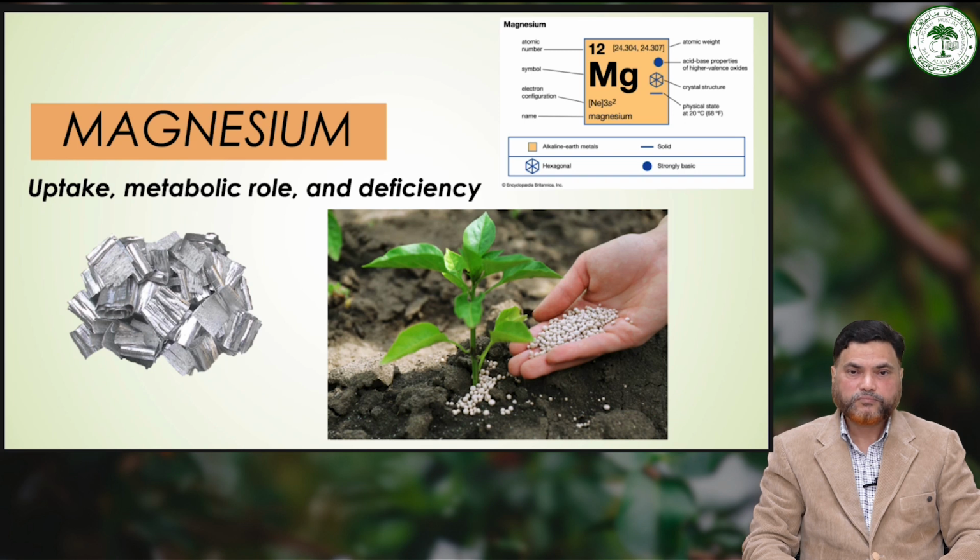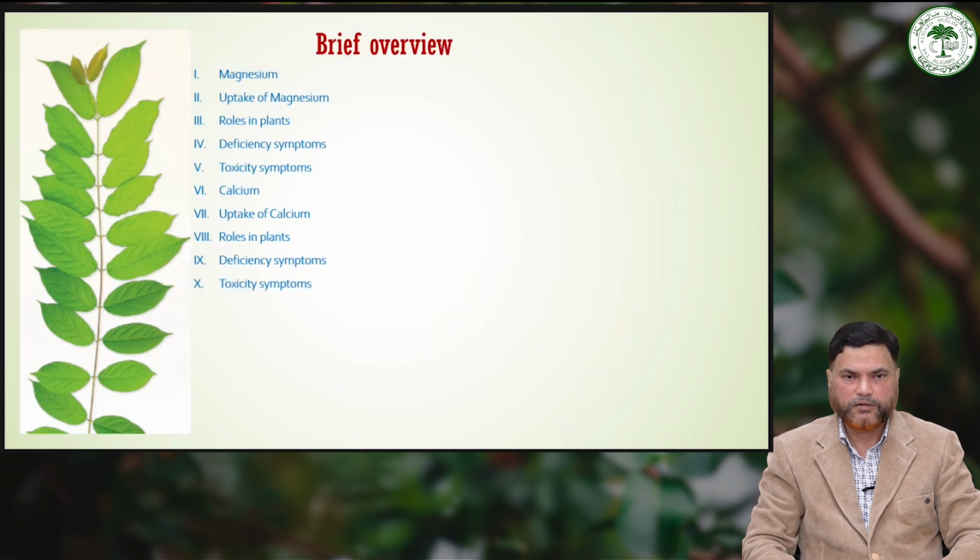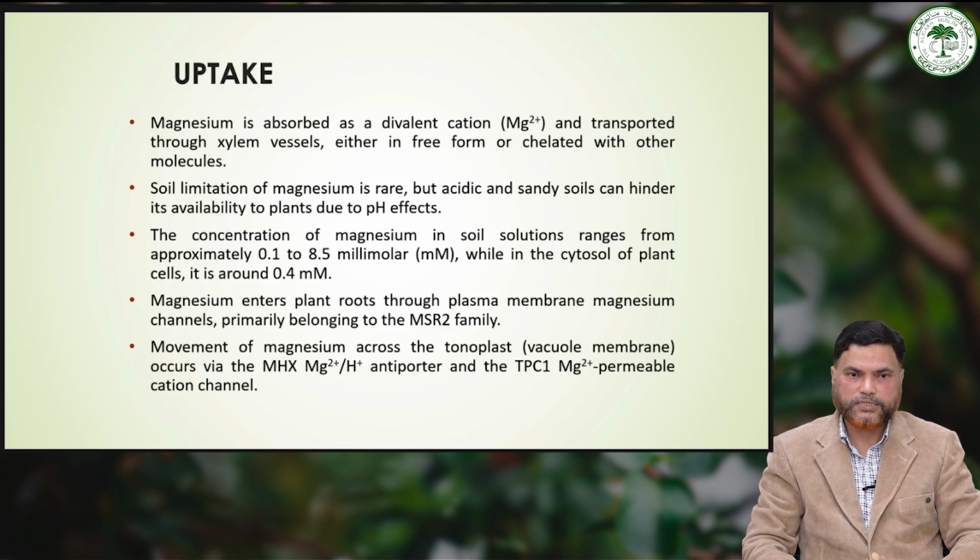Now moving on, next is magnesium. Magnesium is also a very important essential element required by the plant. So we will discuss in which form this magnesium is taken up by the plant, and how it affects the growth and development and overall health of the plant.